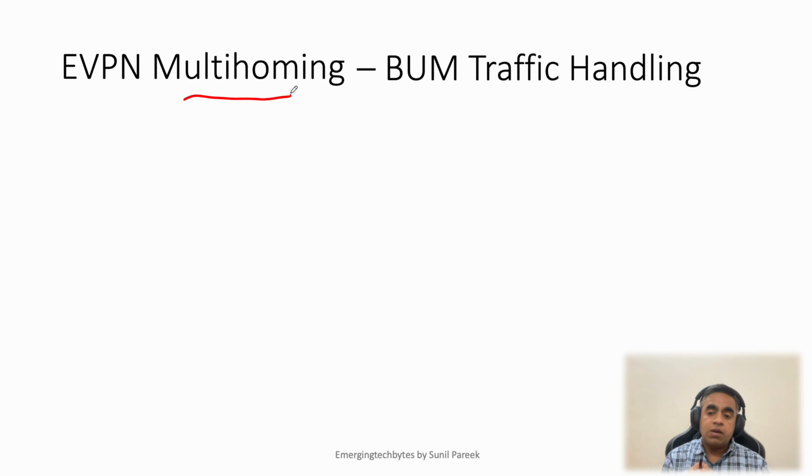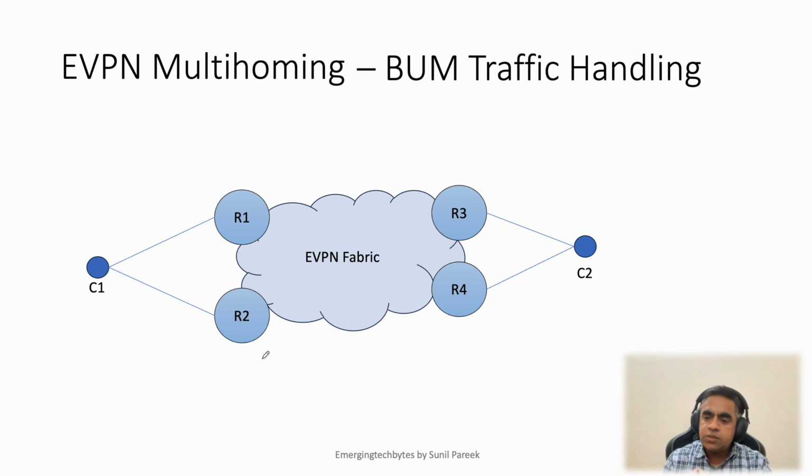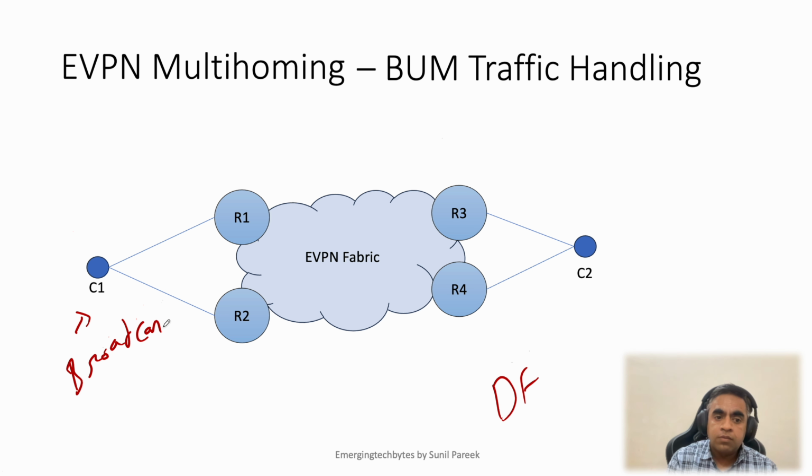This EVPN multi-homing is an amazing concept and there is a lot that goes on behind the scenes. In this video, we will see multi-homing and the concept of DF, which is designated forwarder. When this guy sends some broadcast packet towards C2, let's say, where exactly does the DF role come into the picture?